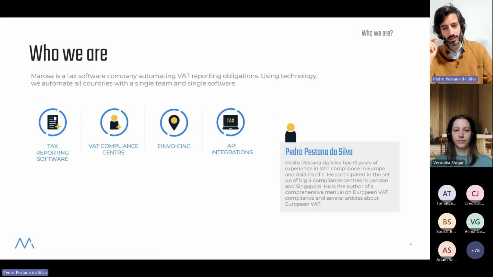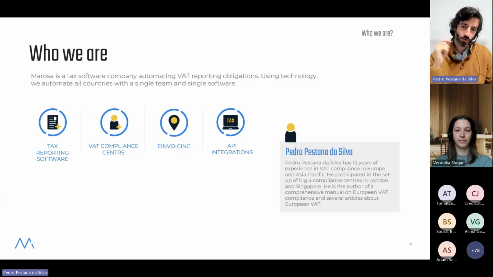Two words on Marosa. So we're a tax technology software company. That means we automate work related to tax returns, and we do it internationally. So for all VAT reporting obligations, we developed a software that automates the data extraction, the data analytics, the workflow of approvals, the VAT return generation, and even the submission. So there is a full end-to-end software developed internally by our software developer team and supported also internally from our VAT compliance center.